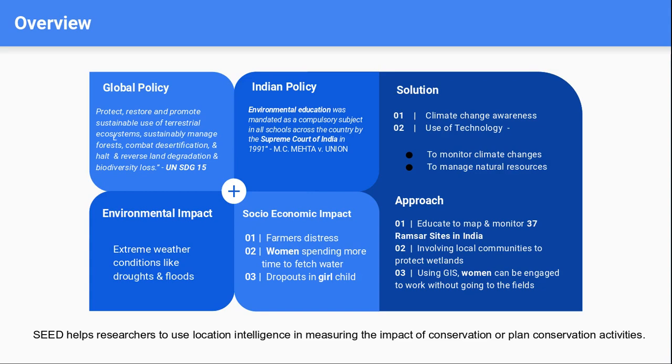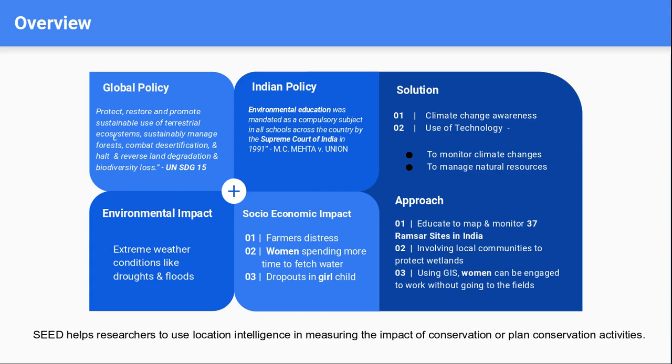So if there are droughts in arid areas, especially, women have to spend more time fetching water for the households. So that increases dropouts in schools. Those are the kinds of effects that climate change has. So the solution for addressing climate change is to increase the awareness among citizens. So satellite data helps in monitoring climate changes and managing natural resources effectively.